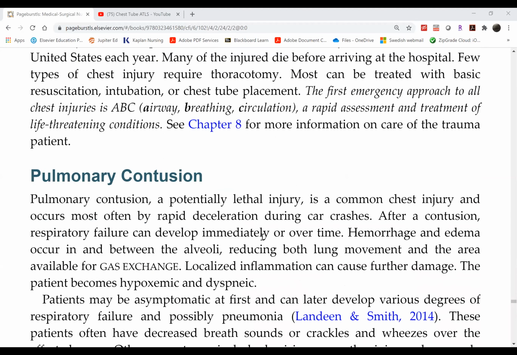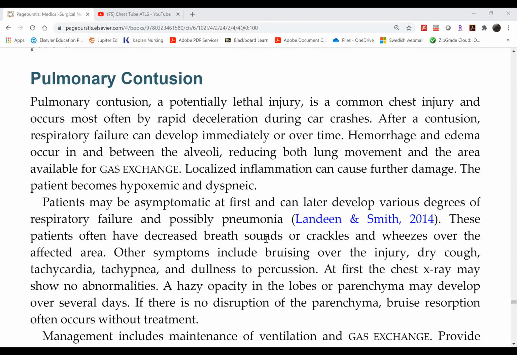The questions on the exam will be pretty simple. It will be, how do you know that it's occurring and what do you do about it? So signs and symptoms and interventions. So let's begin with contusion.